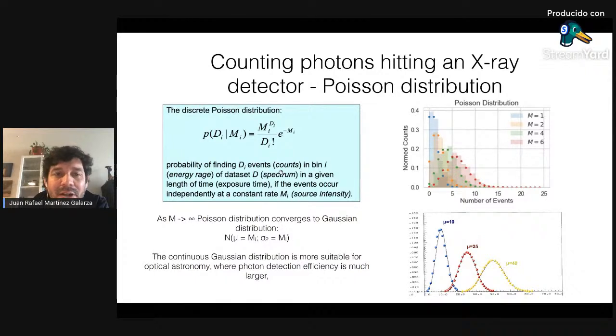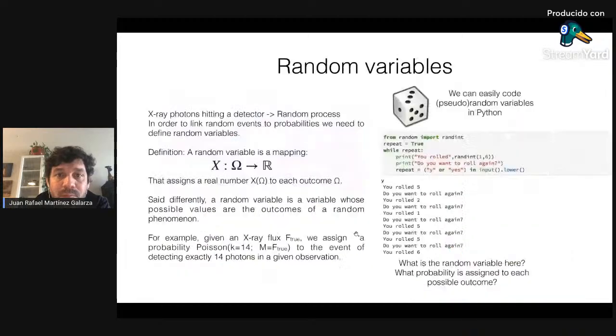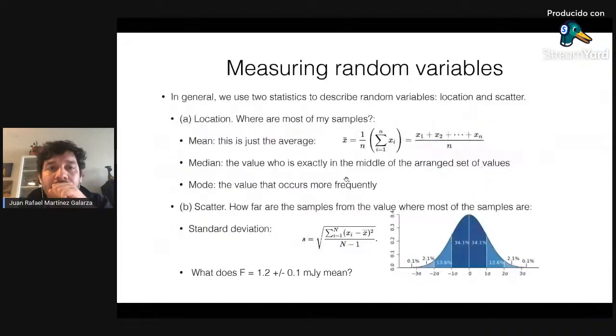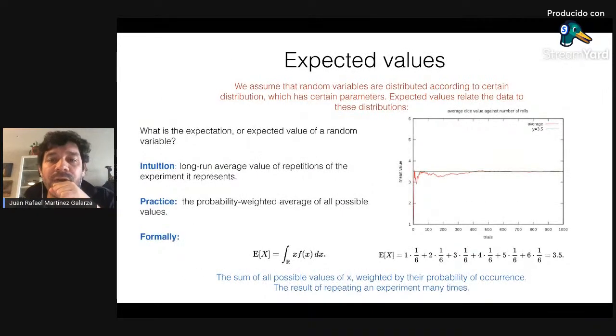When you have a whole bunch of events happening very rapidly at very, very high rates, then this will turn into the Gaussian distribution, which is a continuous distribution. So let me see how much time I have left. I'm going to move on to try to give you a taste of how we use these Poisson distributions and how we use statistics to actually perform photometry in astrophysics.